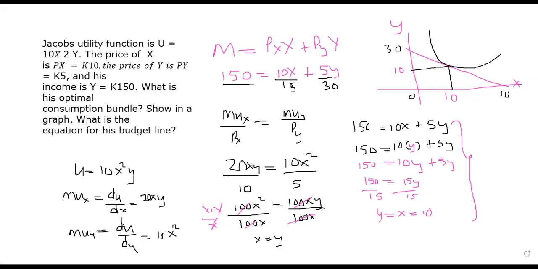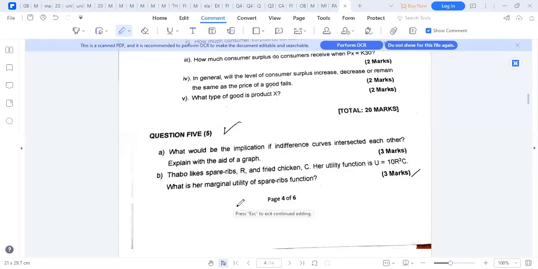All right. So question number 5, what would be the implication if indifference curves intersected each other, with the aid of a diagram? Ideally, indifference curves would need to look like this. Now, if they came out like that, I explained this. What would be the implication of indifference curves intersecting each other? Who wants to try?